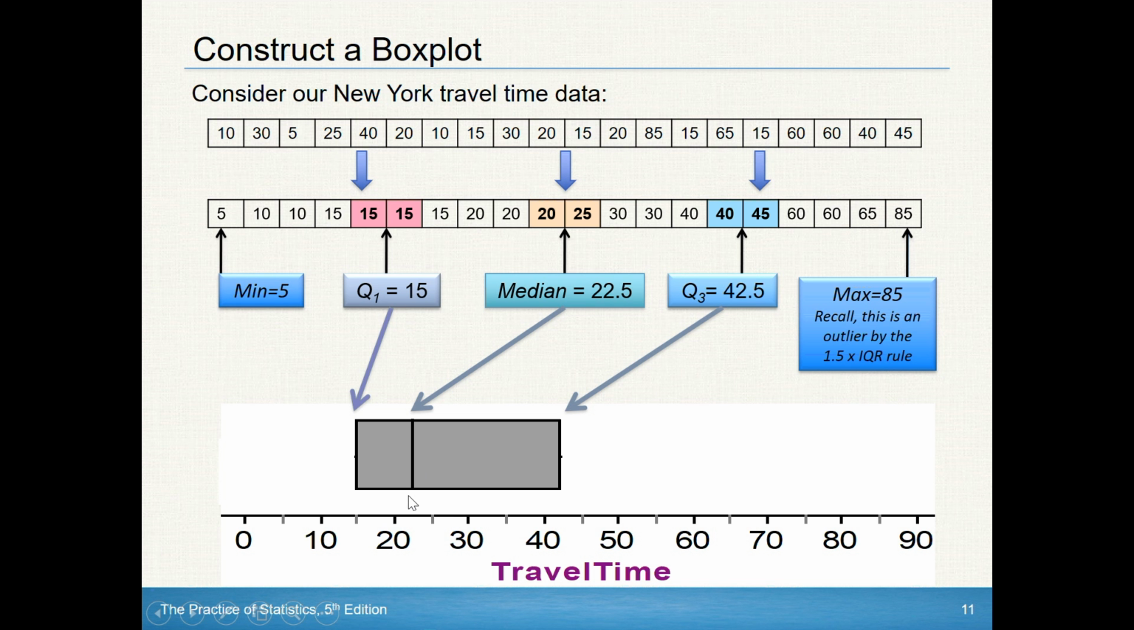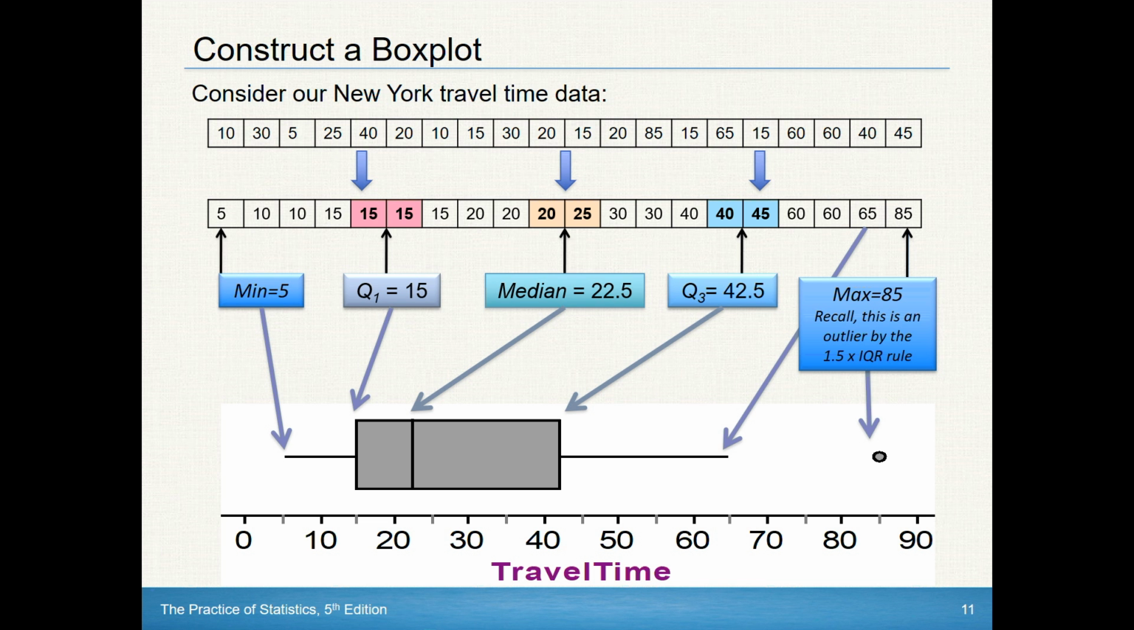And remember, on the low side, we didn't have any outliers, so we can go all the way out to 5 minutes. But on the high side, we did have an outlier, right? So low side, we go all the way out. But on the high side, we're not going to go out to 83.75. 83.75 was the upper fence. Our box plot only goes up to the highest value that's not an outlier, which happens to be 65. And then we put a separate point out there, noted with a circle, an asterisk, an X, it doesn't really matter, to represent that outlier.